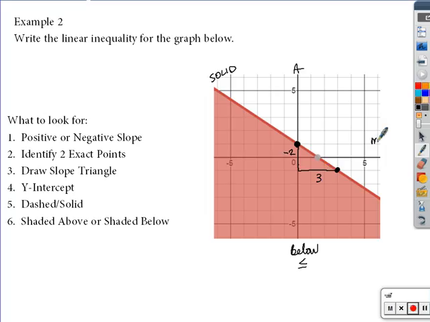So my m is -2 over 3, which makes sense because my line's going down. And I can identify this y-intercept. It is exactly 1. So letting you off the hook here. Slope-intercept form is the best. When I put all of that together, I'm going to have y less than or equal to -2/3 x, that's my slope, plus 1, that's my y-intercept. Y-intercept, slope, solid, below.